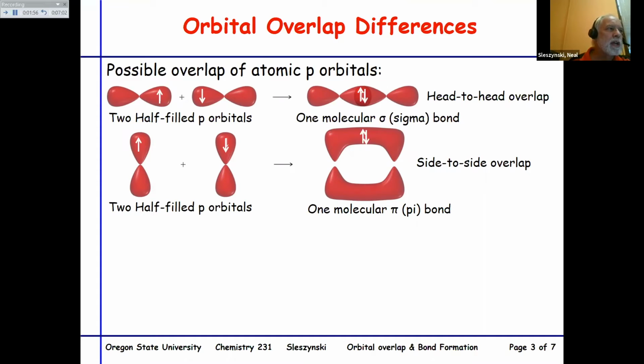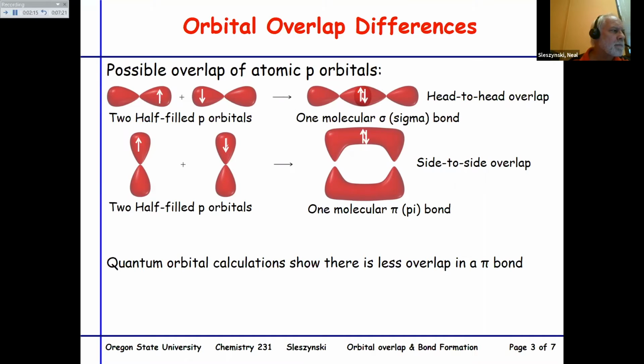So we will first get one molecular sigma bond where we have the electrons located geometrically between the two nuclei. And then secondarily, we can form a second bond, a pi bond, where we have our electrons both above and below the location of our nuclei.